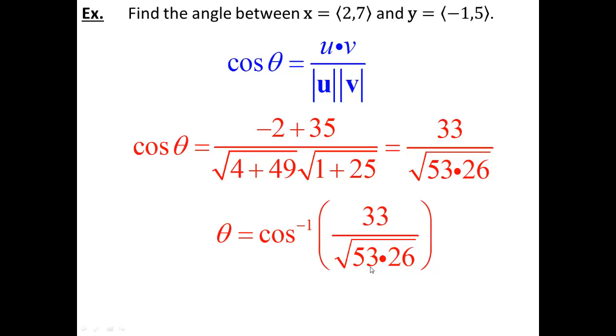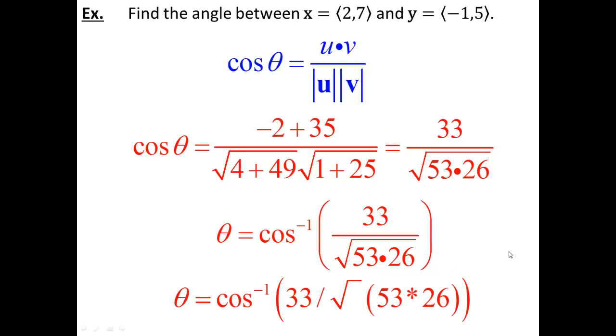Now, be careful with the parentheses. That root is going to have parentheses around it, just like you're going to need parentheses around the entire fraction. So when you type it into your calculator, it should look something like this. I've got that initial parenthesis for the inverse cosine. I've got the 33. The top of the fraction doesn't need its own set of parentheses because there's only one number there. The bottom of the fraction has multiple numbers, so technically I need a set of parentheses for it, but the root acts as its own set of parentheses.